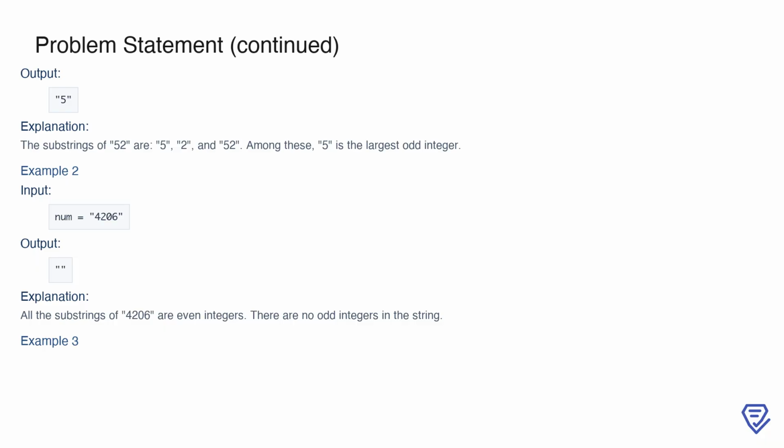Now consider the input number equals 4206. In this case, the output is an empty string because all possible substrings of 4206 evaluate to even integers, meaning there are no odd numbers to select. This demonstrates that if no odd digit exists in the string, the output will simply be an empty string.